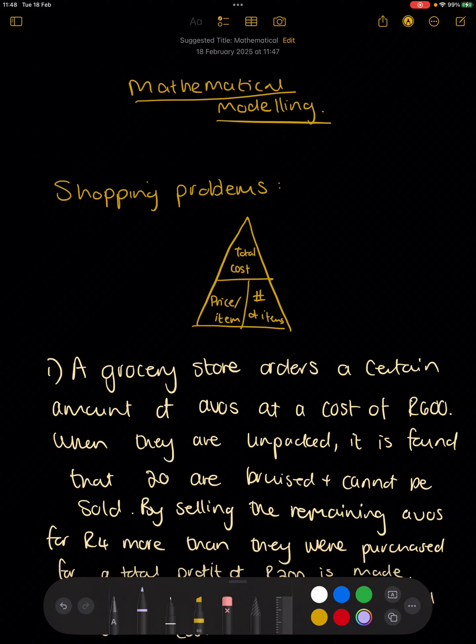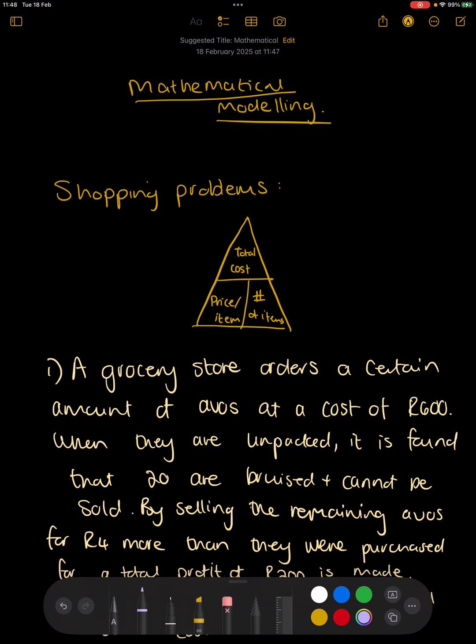In the next class, we're going to be looking at mathematical modeling, also known as word problems. It's something that a lot of kids just leave open because it tends to be the question that distinguishes the 80s and the 90s students from each other. However, if you understand how simple it actually is, then it's not something that you should be skipping in a test. So we're going to be looking at two different questions today.